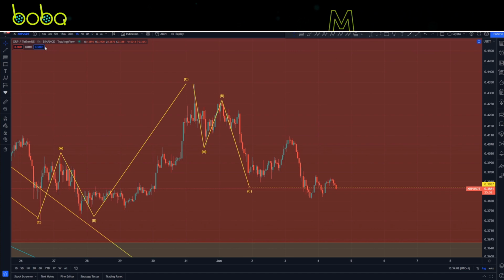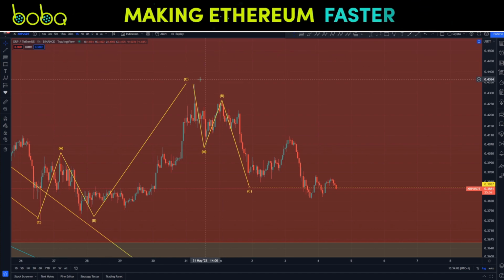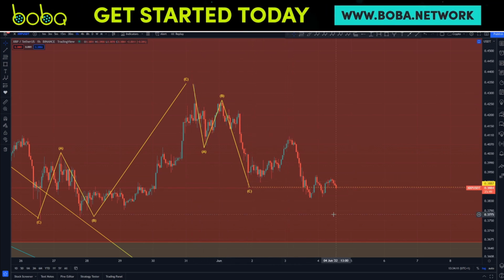So this is basically XRP paired up with USDT. We're on the hourly chart and Binance is our data source. As you can see, we have this ABC structure coming down here. We had this move up and then we're pulling back down.